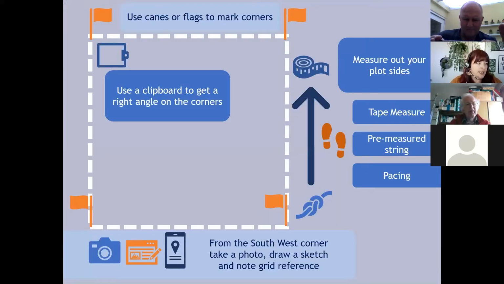Using your little kit, you'll want to place an initial marker in and then measure the first side of your square with the pre-measured string, tape measure, or you can pace it out. If we've forgotten to pre-measure our string or we haven't got a tape measure that's the right length, then by all means you can pace out the 5 meters. The clipboard is then used to create that 90-degree angle at each corner. Otherwise you could end up with a parallelogram at the end if you don't actually measure out the 90-degree angle.